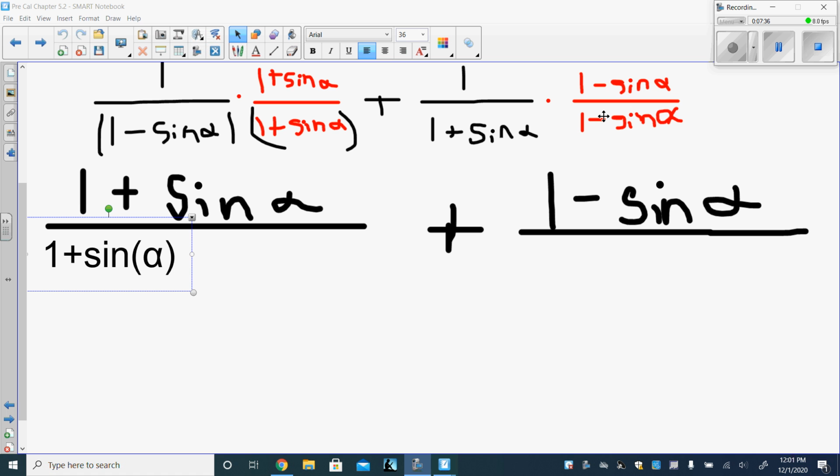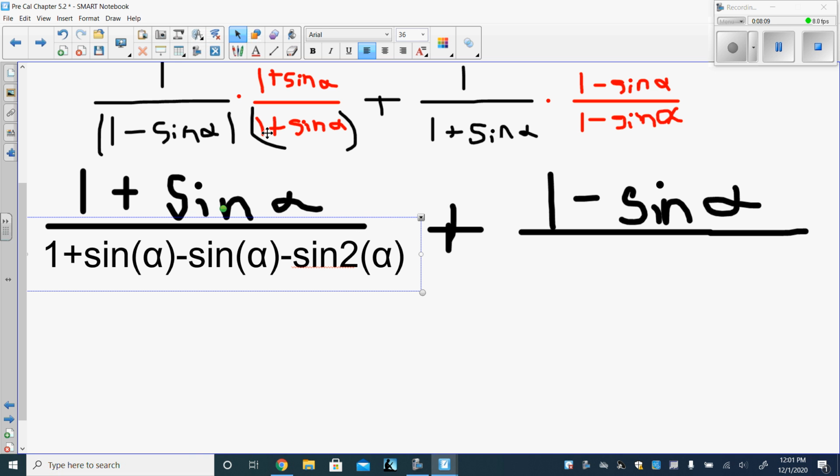Okay, so some things jumped around. I paused the video just for a second so you wouldn't have to watch me go through and get everything set up the way I like it, or make it look a little bit nicer. Now, when we're doing the distributive property or multiplying through, 1 times 1 gives us 1. 1 times sine of alpha gives us positive sine of alpha. Negative sine of alpha times 1 is negative sine of alpha. And then negative sine of alpha times sine of alpha would be negative sine squared of alpha.